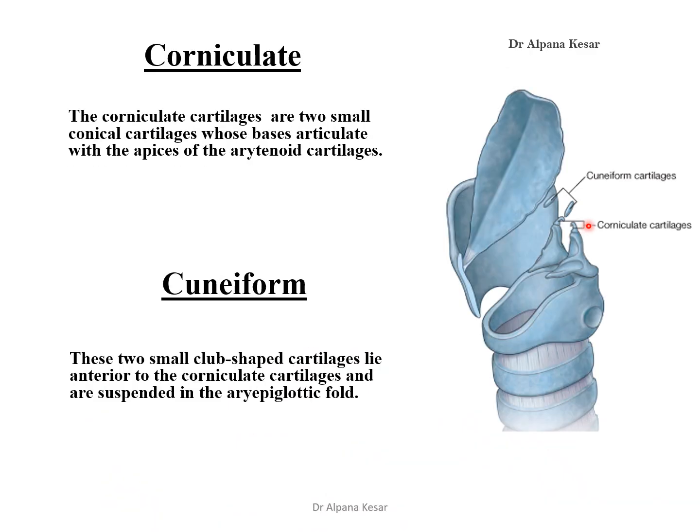Corniculate cartilage. Corniculate cartilages are paired conical-shaped cartilages whose base is resting on the apex of the arytenoid cartilage. Cuneiform cartilages are paired club-shaped cartilages which are present anterior to the corniculate cartilage and are suspended in the aryepiglottic fold.